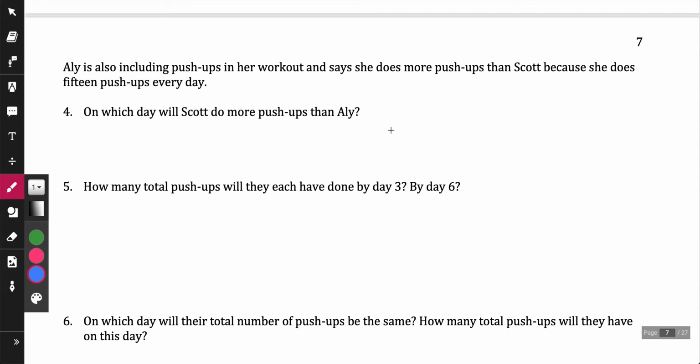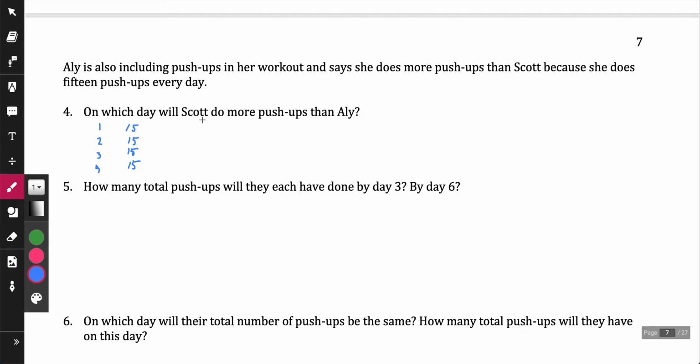It is saying that she is always doing 15 a day. Well, so if we were to look at Allie, it's like we have day 1, day 2, day 3, day 4. She's just doing 15, 15, 15, 15. It does not change. Okay.